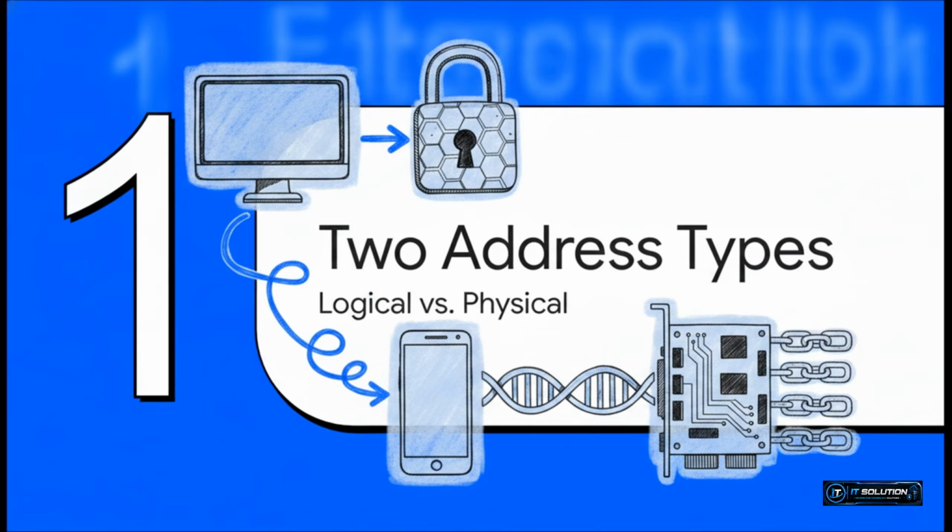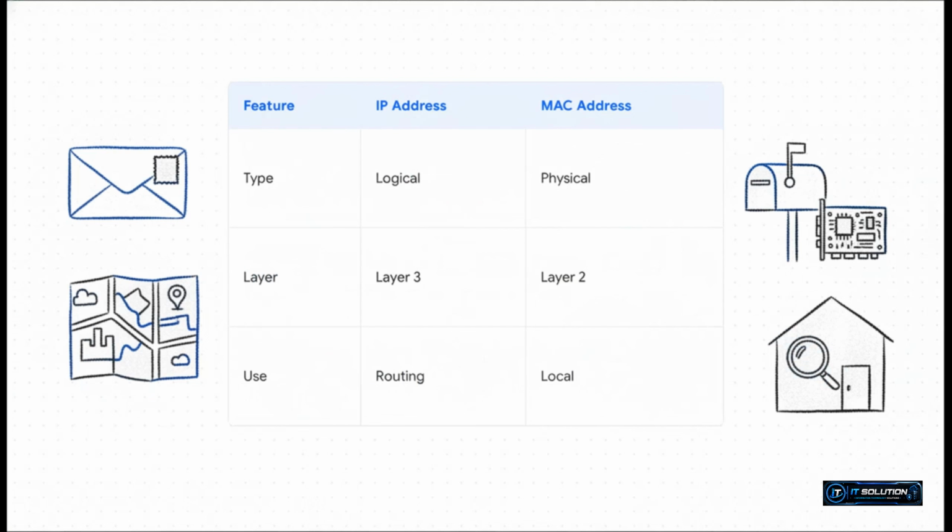Section 1. 2 types of addresses, logical versus physical. Let's get right into it. To really understand this, we have to look at the dual identity every single device on an Ethernet network must hold. You can't just have one or the other, you need both. Think about it like the postal system. The IP address is highly logical. It operates at layer 3 and handles end-to-end routing. It's exactly like the postal address and zip code on a letter. It gets your data to the right city and the right neighborhood.